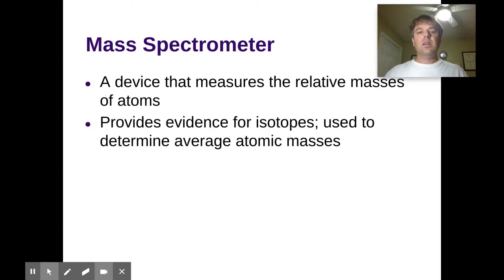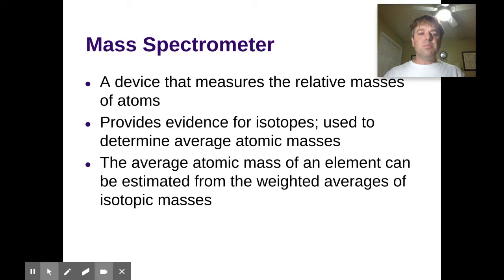Mass spectrometers provide evidence for the existence of isotopes, and it's used to determine average atomic masses. So if you want to figure out what the average atomic mass of a substance is, you can take a sample of, for instance, carbon or any other element and inject it into a mass spectrometer, and it will tell you the different isotopes that you have and their relative frequencies or their relative abundances. And so you can estimate the average atomic mass from looking at these weighted averages, and I'll show you how to do that.